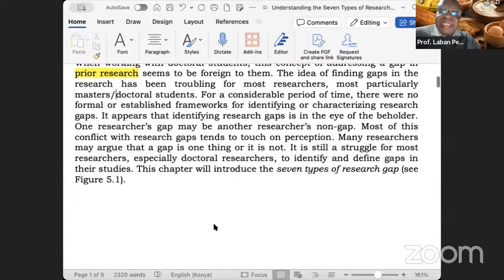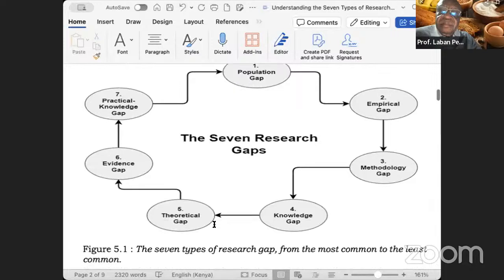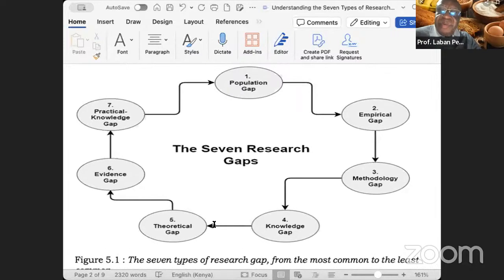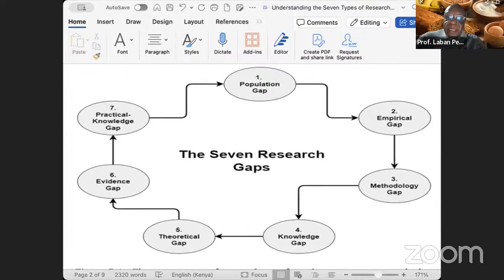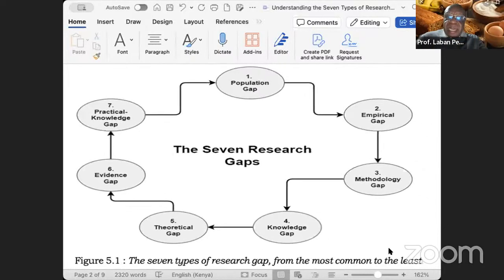So I want you to look at these gaps for a moment. Can you focus on what is here? Focus on what is here, and think about it. Focus on what is there and think about it.